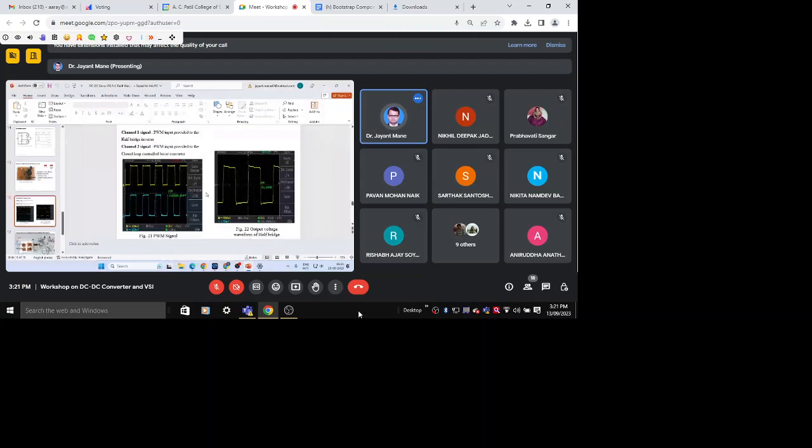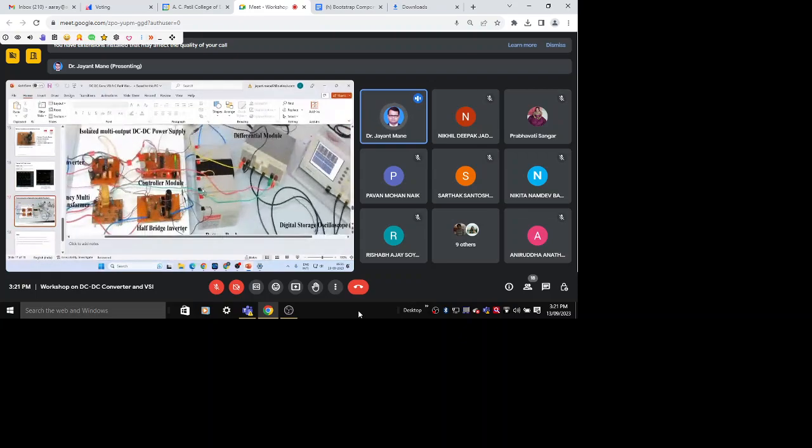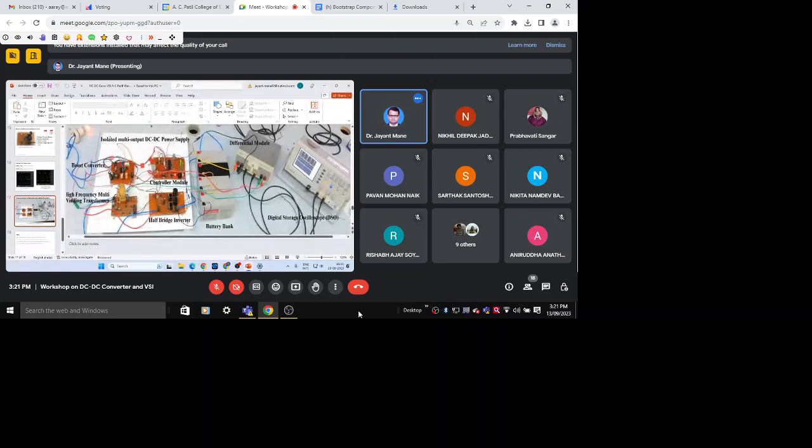And here is the complete circuit, the boost circuit which you saw in the morning. Then this is the half bridge inverter. This is the microcontroller board, we used PIC18 at that time. And this is the high frequency multi-winding transformer.